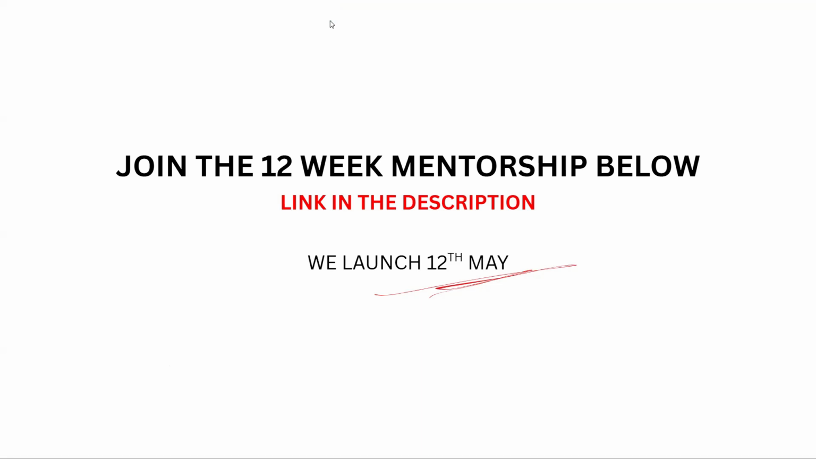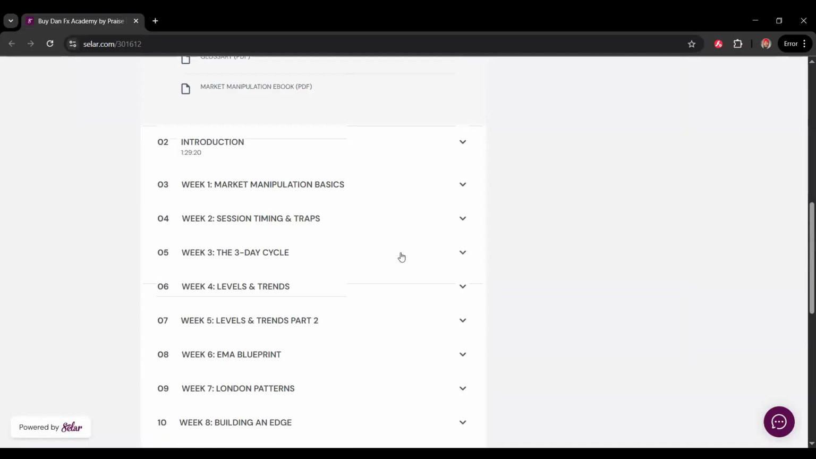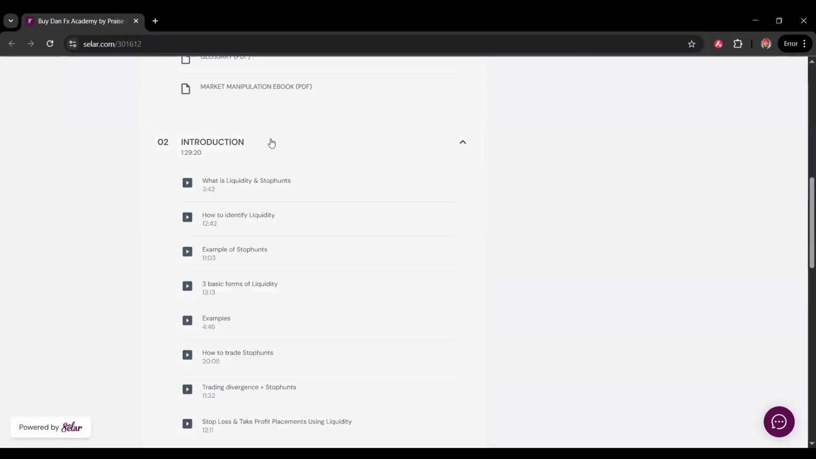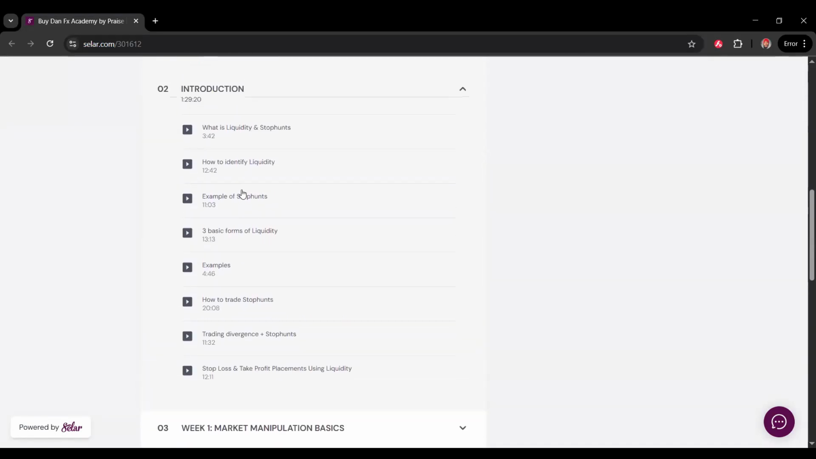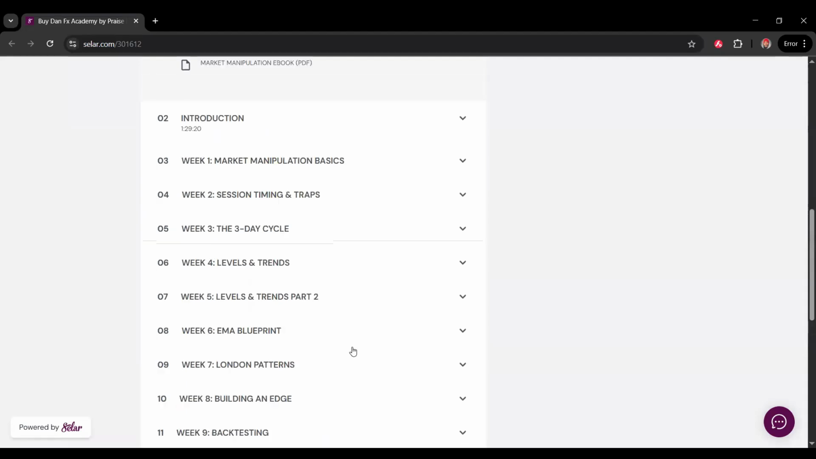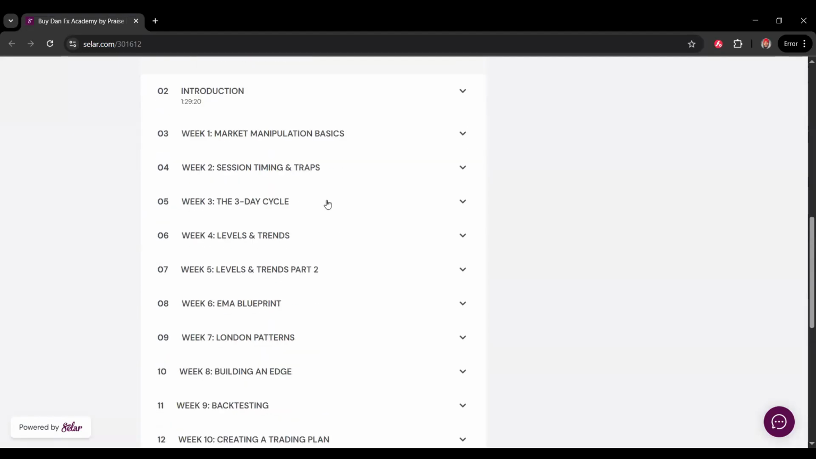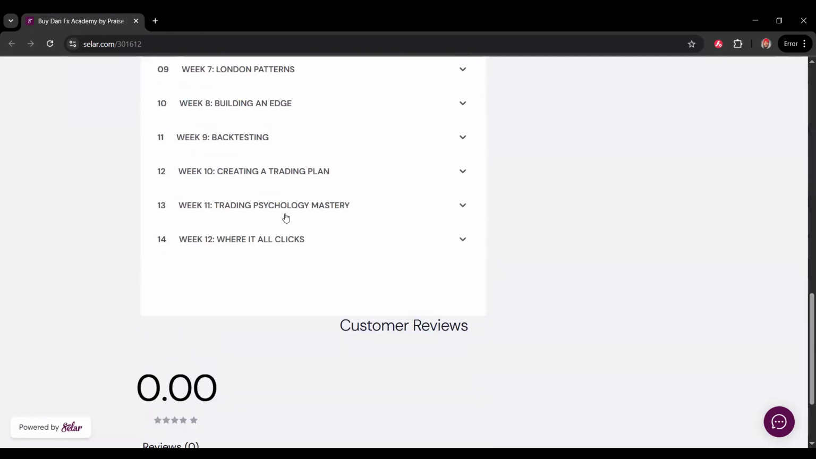So this is the page that it's going to take you to when you click the link in the description below. When you first get in, you're going to get a couple of introduction videos that give you a breakdown of the basic concepts you need to understand, like what is liquidity and stop hunts, how to identify liquidity, stop hunts, forms of liquidity, and all that, how to set stop loss and take profits using liquidity. And then we're going to go over the 12 weeks once it launches.